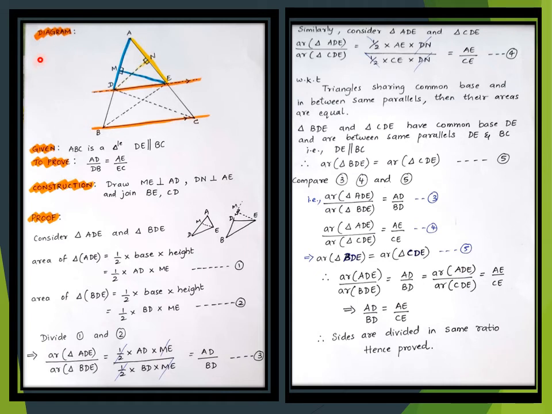Now we shall move on to the proof of this theorem. Before that, draw the diagram. Hope you have understood the diagram. That is, ABC is a triangle, DE is parallel to BC. Then after that, write what is given. What is given? ABC is a triangle and DE is parallel to BC. So write that in given. Then what are they asking you to prove? AD by DB is equal to AE by EC. Write that here. The heading will be To Prove.